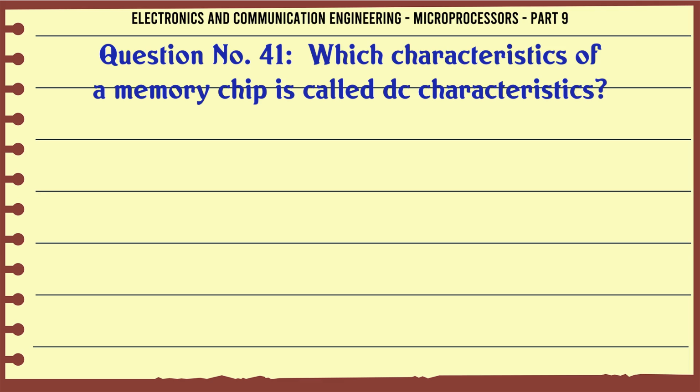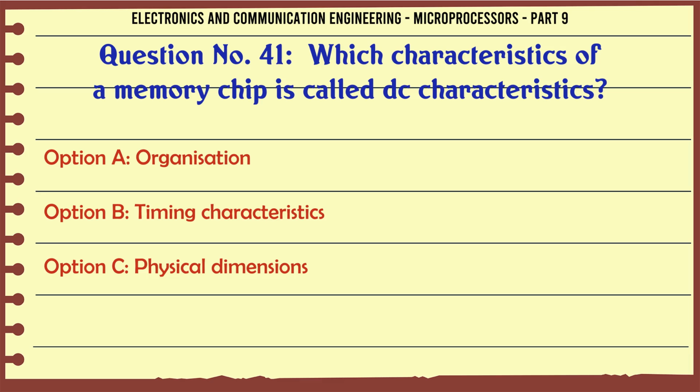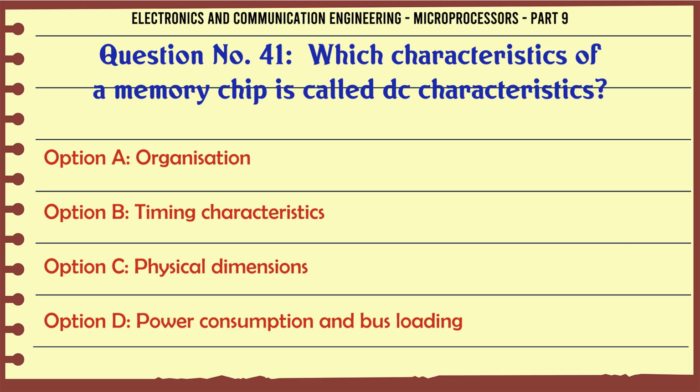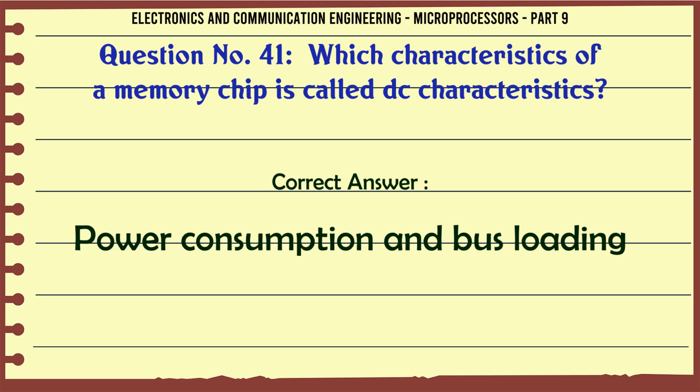Which characteristics of a memory chip is called DC characteristics? A. Organization, B. Timing characteristics, C. Physical dimensions, D. Power consumption and bus loading. The correct answer is power consumption and bus loading.